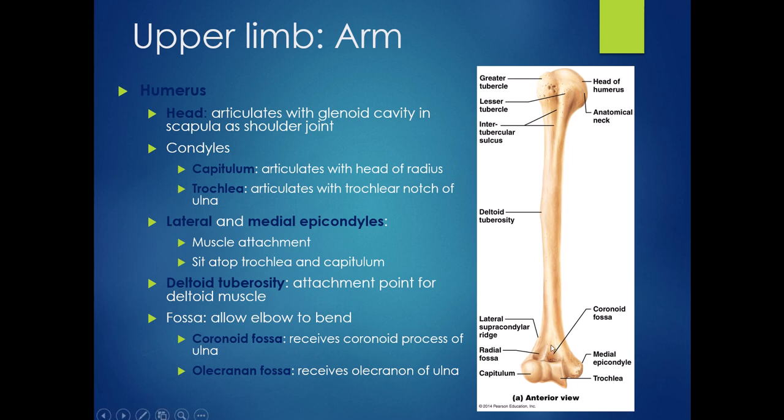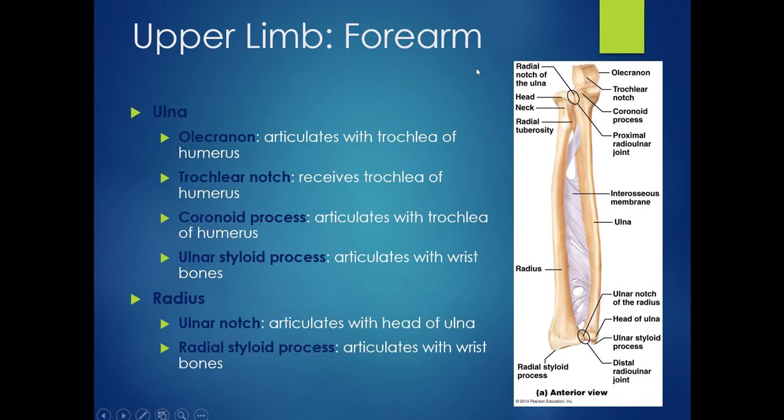You also have two fossae on the distal end that allow the elbow to bend. The coronoid fossa is in the front. The olecranon fossa is in the back. When you flex your forearm, the coronoid of the ulna inserts into the coronoid fossa. When you extend your forearm, the olecranon of the ulna goes into the olecranon fossa here on the humerus. So let's take a look at the ulna so you can see what I'm talking about.